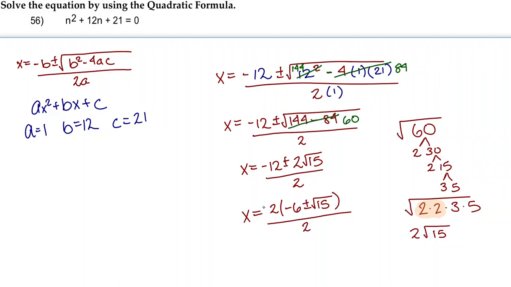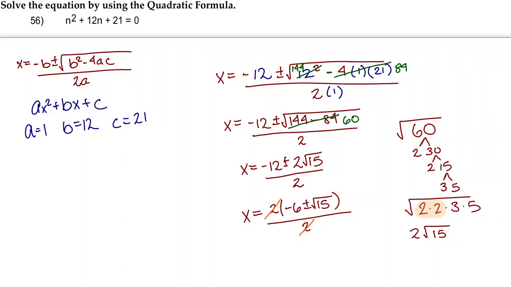Now that we have the factor of 2 being multiplied to the factor of negative 6 plus or minus the square root of 15, we can cancel out the factor itself from the numerator and the denominator. Be careful doing this, guys, because a lot of students I've seen go ahead and cross out these two numbers, but these are not factors themselves. The 2 is a factor, but the 12 itself is not a factor. The 12 is being added or subtracted to something else, so you can't cancel these out just yet.